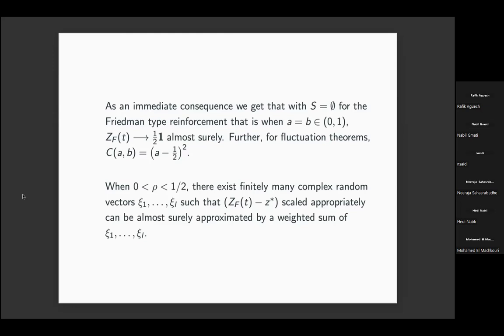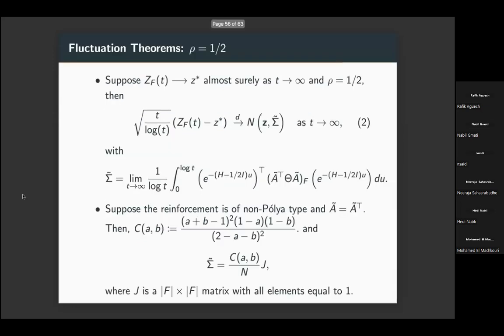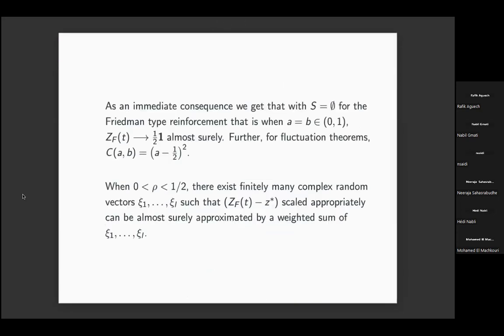And further, in the fluctuation theorems, some of these things will simplify. This CAB, which is just a constant multiplying in various places in the variance, also simplifies significantly in the limiting variance. It just becomes a minus half whole square. So while we started with a much more general setup, once you come back to the special cases and you know what the original results are, you can see that they are really matching with the original results.